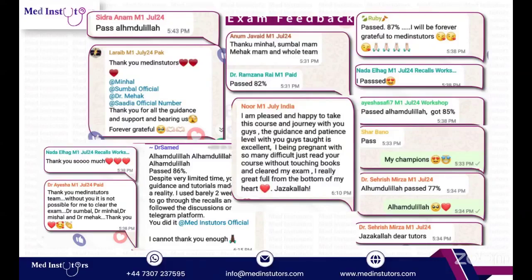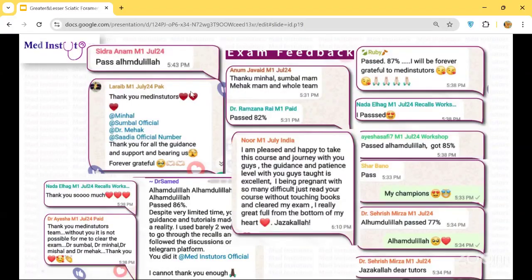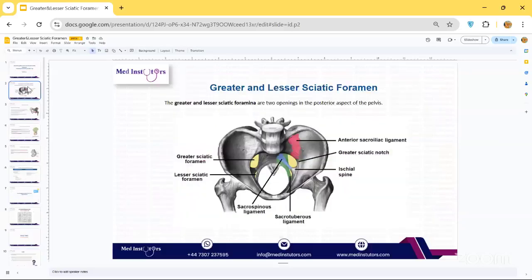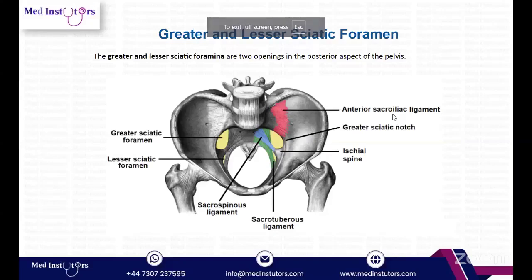Sure, I will show you the first slide. Let me go back. Okay, are you asking about this slide? Dr. Momnat, this slide is about just an overview of the greater and the lesser sciatic foramen. In the next two slides, I have shared a better, more precise picture for the greater and lesser sciatic foramen anatomy.